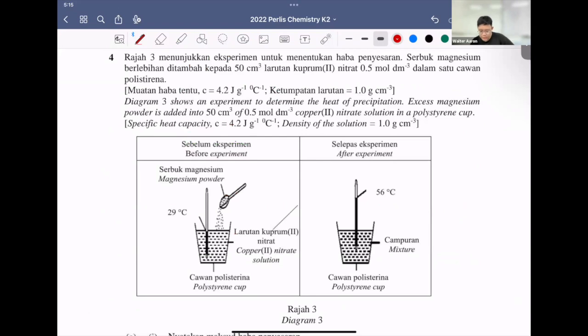Number 4, diagram 3 shows an experiment to determine the heat of precipitation. Excess magnesium powder is added to 50 cm cube of 0.5 mole per dm cube of copper 2 nitrate solution in a polystyrene cup. Then I give you the specific heat capacity of water, which is 4.2 joules per gram per degree Celsius, and the density of solution is 1.0 grams per cm cube.